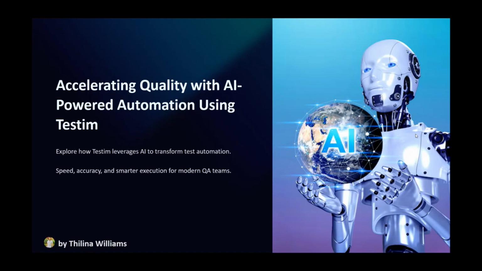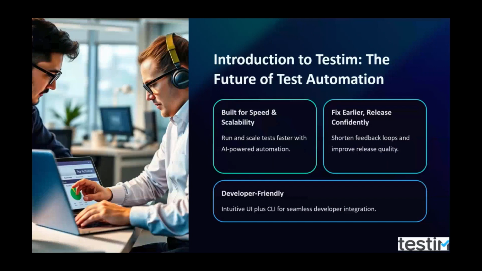And let's get started. Okay, introduction to testing. Let's begin by looking at how software testing has changed. In the past, manual testing or basic automation worked fine, but today in fast-moving agile and DevOps environments, we need something smarter. This is where Testim comes in. It is an AI-powered automation tool that helps teams test faster, smarter, and more accurately.